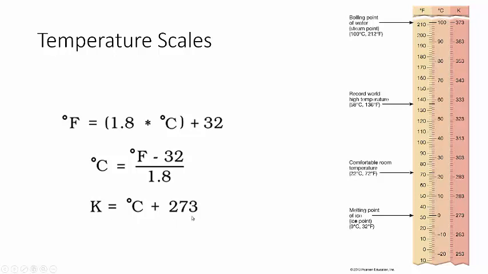Oddly enough, you just add 273. 273. That sounds familiar. Why does that sound familiar? Oh, yeah, that was ice melting on the Kelvin scale, 273. So you basically just take the Celsius and add the ice melting number.